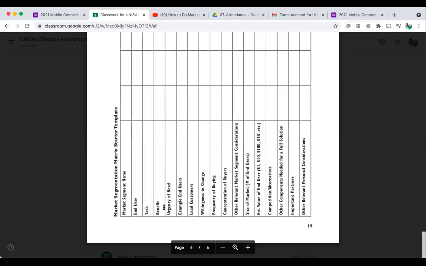So, how frequent do they use the product, the urgency of use, and the example of end users who are using the products, and would they be willing to change to the new product? Like I asked you, right?